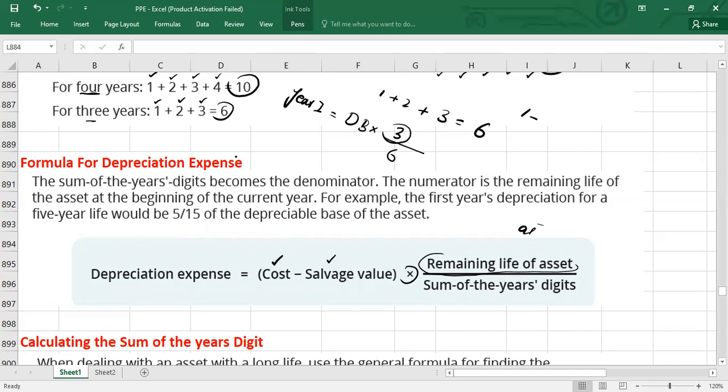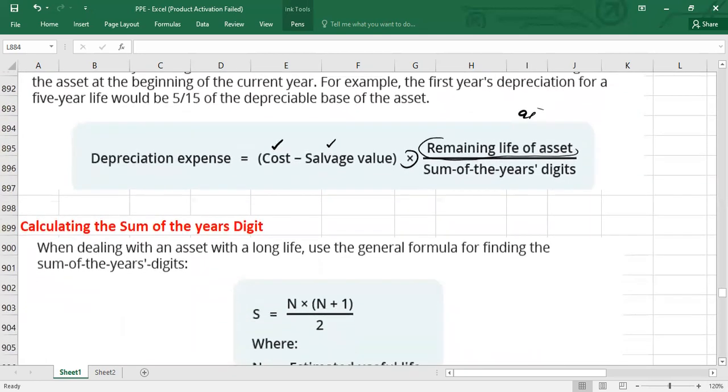In year two, guys, you will apply this formula again. You will take the depreciable base multiplied by the remaining years at the beginning of year two, which is two, because total years are three, divided by six, and you will get the depreciation expense for year two. Okay, this is how the sum of years digit method will work.